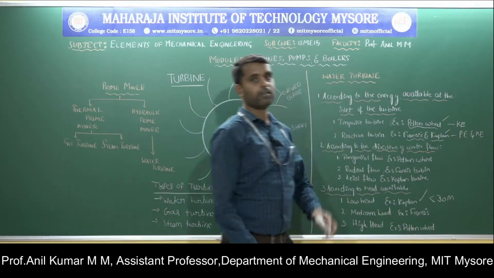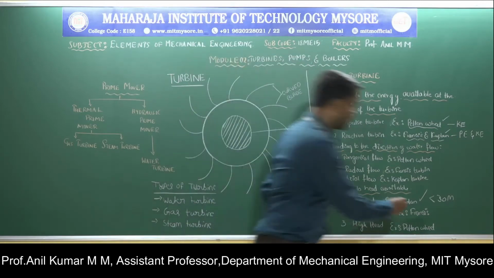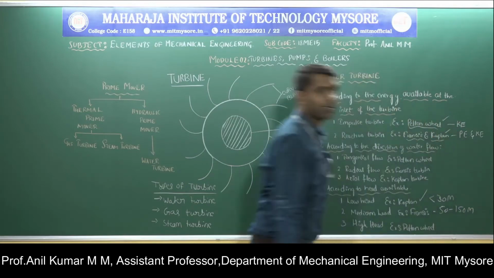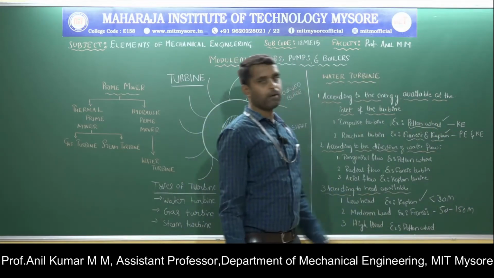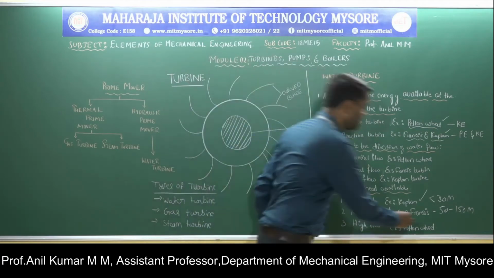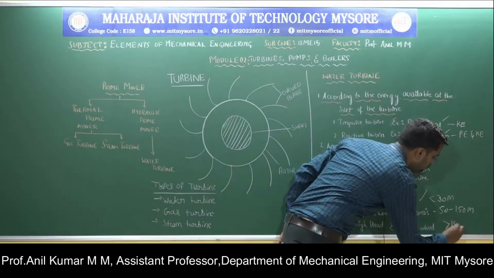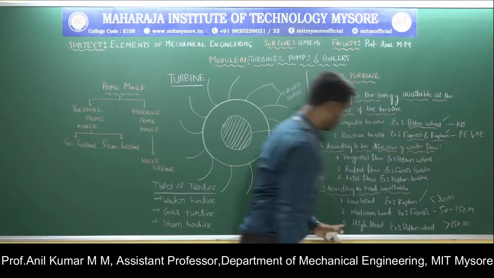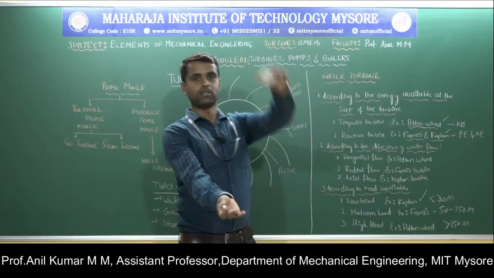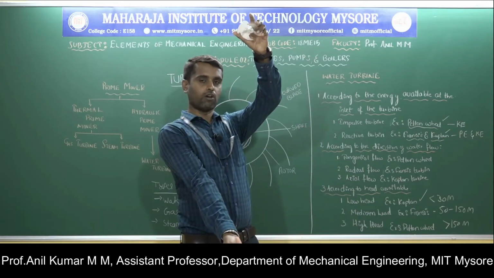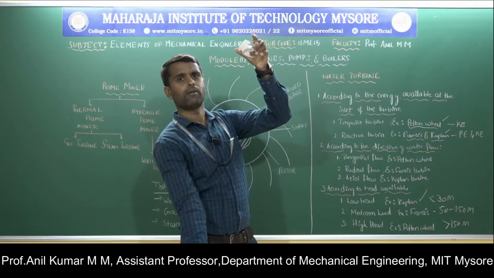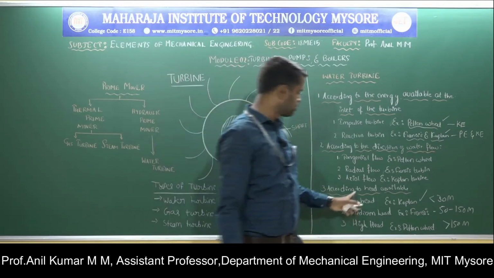And medium head turbine, the head available at the inlet is around 50 to 150 meters. That type of turbine you can call a medium head turbine. And next, the high head turbine, the head available at the inlet of the turbine is greater than 150 meters. That type of turbine you can call a high head turbine. An example of a high head turbine is the Pelton wheel. That means the height available at the inlet of the turbine, the water falling from the reservoir to the turbine blades, that height you can call the head.